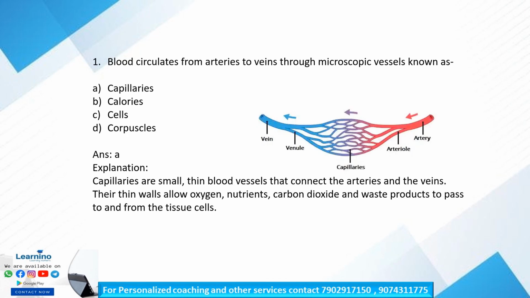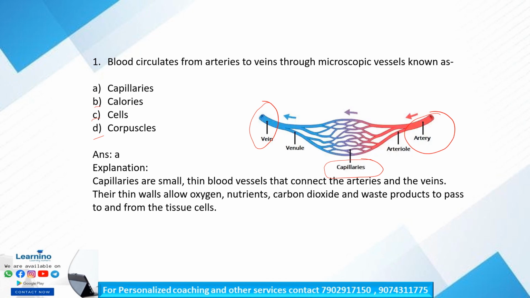Question number 1. Blood circulates from arteries to veins through microscopic vessels known as: option A capillaries, option B calories, option C cells, and option D corpuscles. So here the question is, blood circulates from arteries to veins through microscopic vessels known as what? It is none other than capillaries.